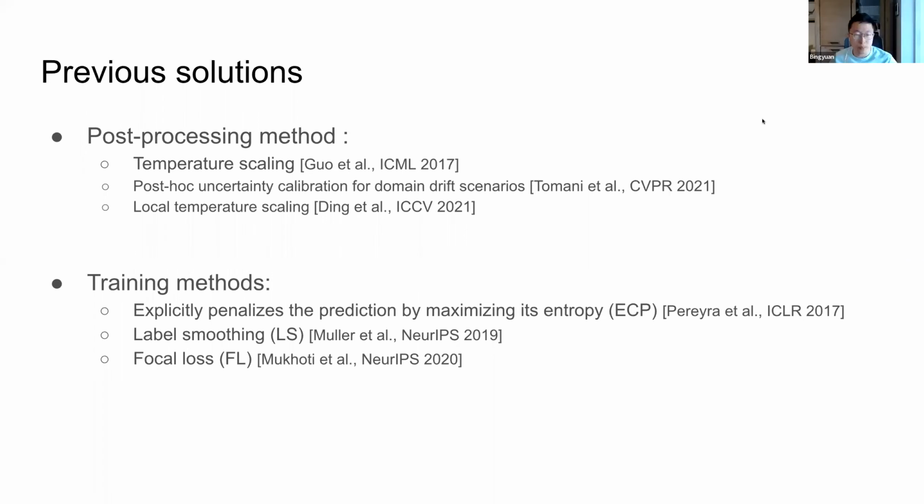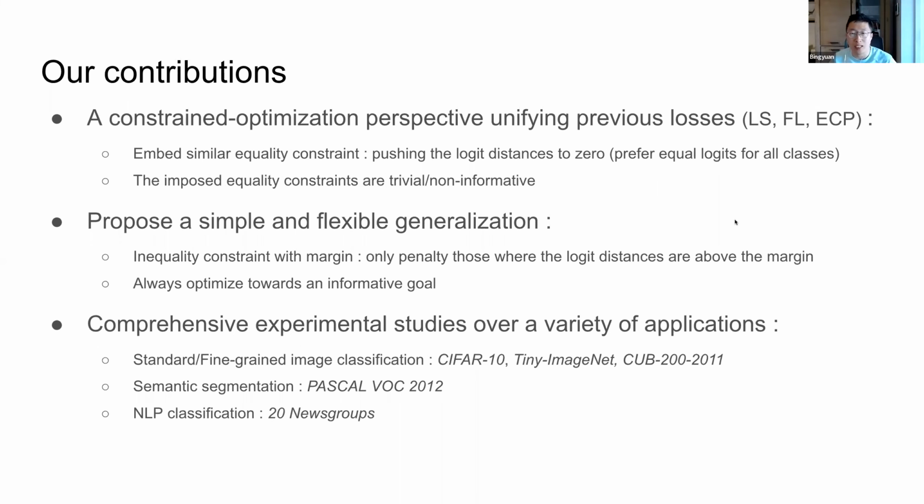It's very interesting that I think we are already very familiar with some improved losses like label smoothing and focal loss, and some recent papers find label smoothing and focal loss can also be very helpful for calibration. The focal loss can almost achieve state-of-the-art performance in calibration as well. So in this paper, first we try to understand why these calibration losses work. Based on that, we propose a constrained optimization perspective that can unify all the previous losses and also explain why they work. Also based on that, we found some issues in these losses, and then we propose a very simple and very flexible solution to improve them.